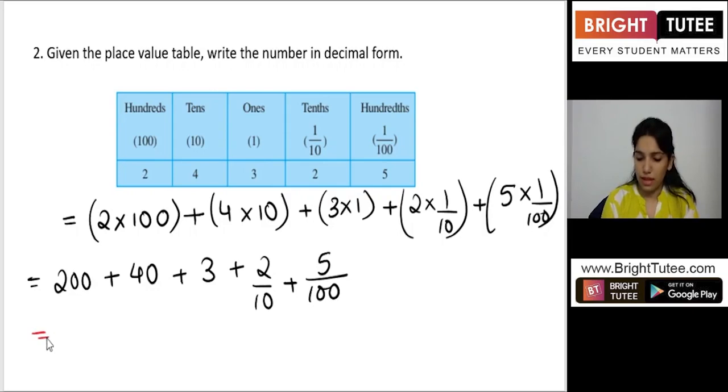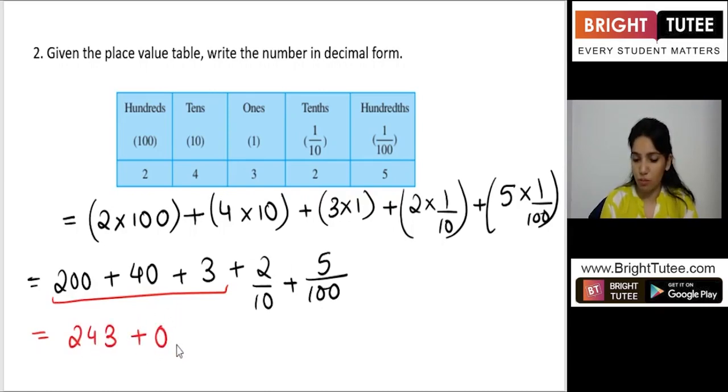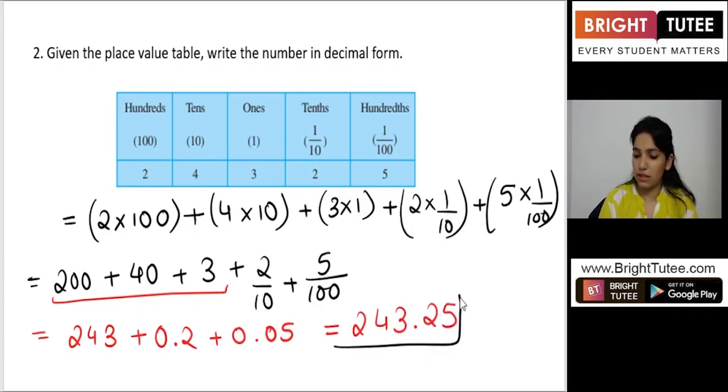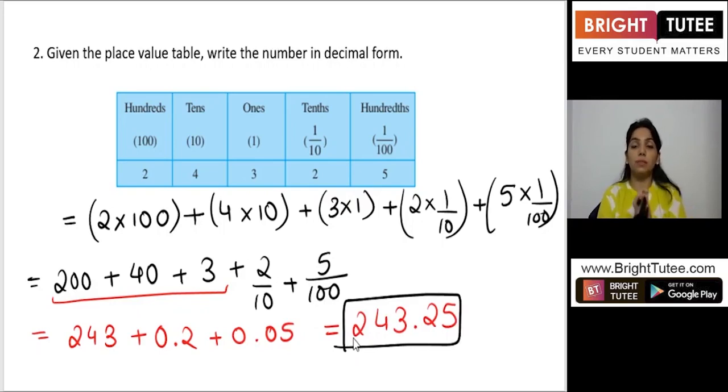Now, let us add them. So, let's just add these whole parts first. So, it is 243. So, 2 over 10 can be written as 0.2 and 5 over 100 is written as 0.05. On adding all these numbers, what do we get? We get 243.25. I hope this is clear how we have got the decimal number by working in the expanded form from the given place value table to the given decimal number.